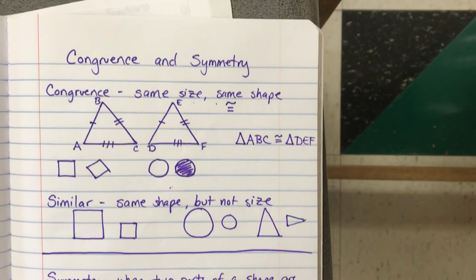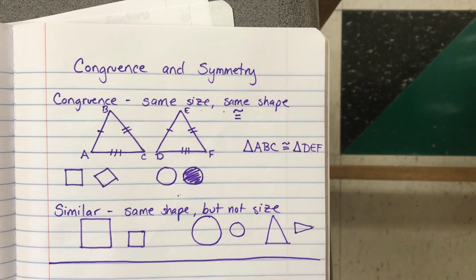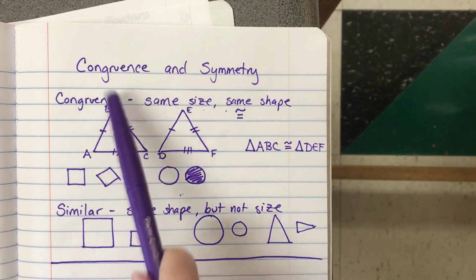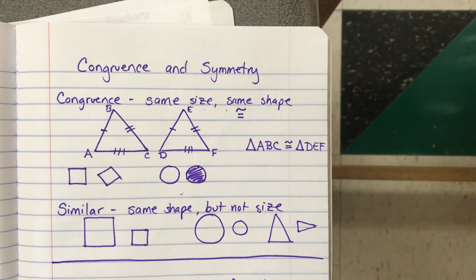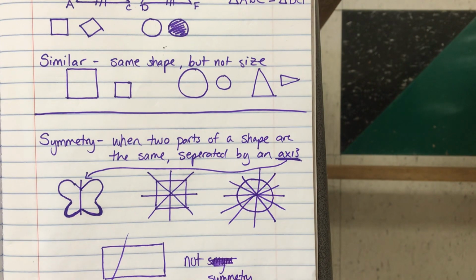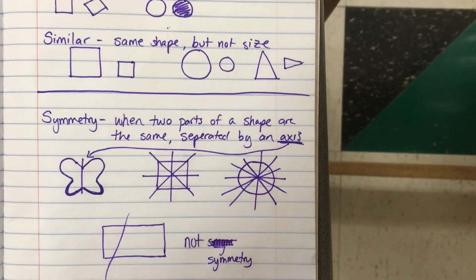This is a pretty straightforward unit of congruence and symmetry. And you're going to practice with telling whether something is congruent or similar or neither in your first practices. And then you're going to look at some lines of symmetry to tell whether they're actually lines of symmetry or not. And so good luck on your practice. Email me if you have questions.